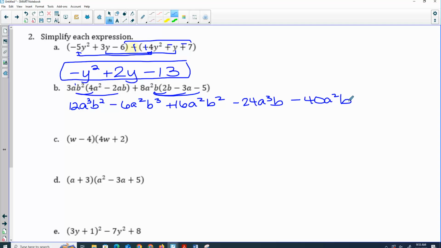What would I need to do next? Add like terms. So 12 a to the third, b squared. Do we have any other a to the third b squareds? No, so it just comes down.